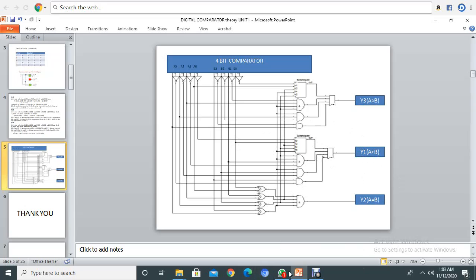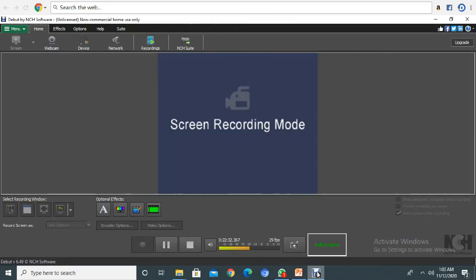So this is the circuit for the 4-bit comparator. Here we are comparing two 4-bit data. Okay, thank you.